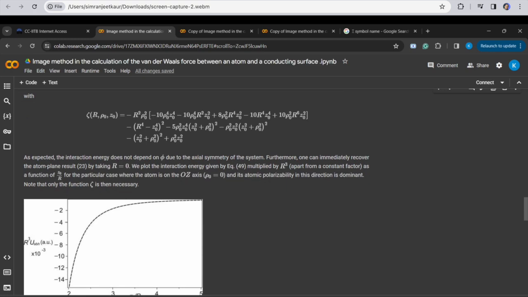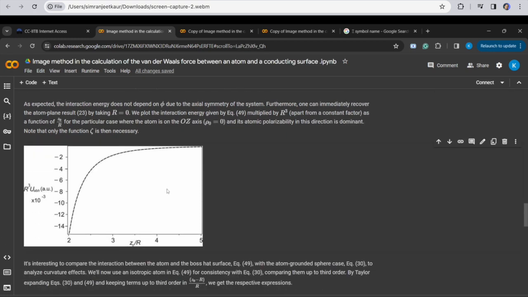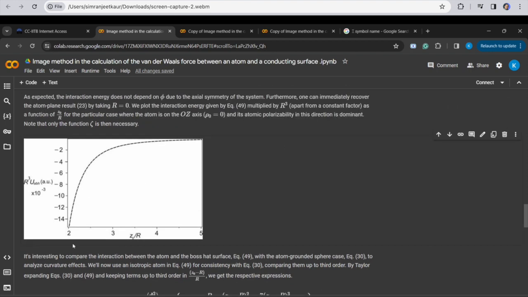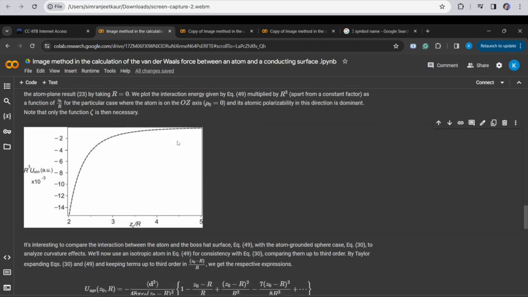We plot the interaction energy given by equation 49 multiplied by R cubed as a function of z naught upon R, for the particular case where the atom is on the Oz axis, rho equals 0, and the atomic polarizability in the z direction is dominant. So this is the plot. You can see that it is increasing slowly, then becoming saturated after some time.